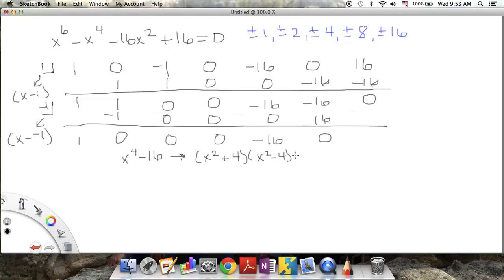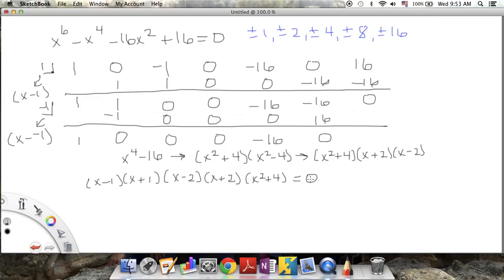Now this one here will factor even further. So the first one doesn't because it's not a difference of squares, but this one is a difference of squares as well. So we can factor that like this. So this whole equation here, we've got 1 factor, 2 factors, 3, 4, and then this is going to give us 5 and 6 because it's our square one. So now we have x minus 1 times x plus 1 times x minus 2 times x plus 2 times x squared plus 4 equals 0.